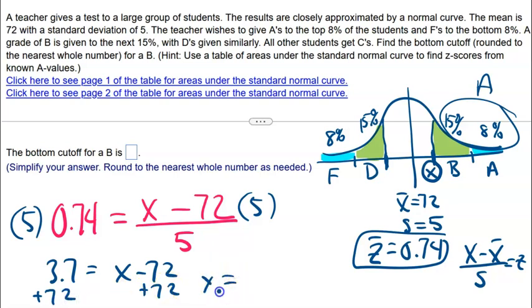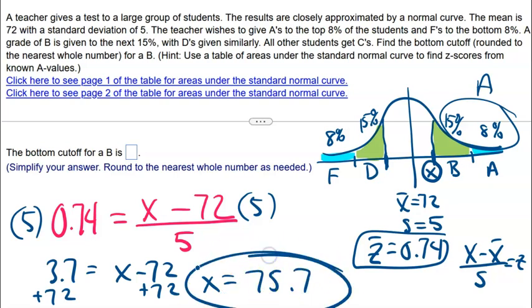And I get that X is equal to 3.7 plus 72. How about 75.7? That is my low value for a B.